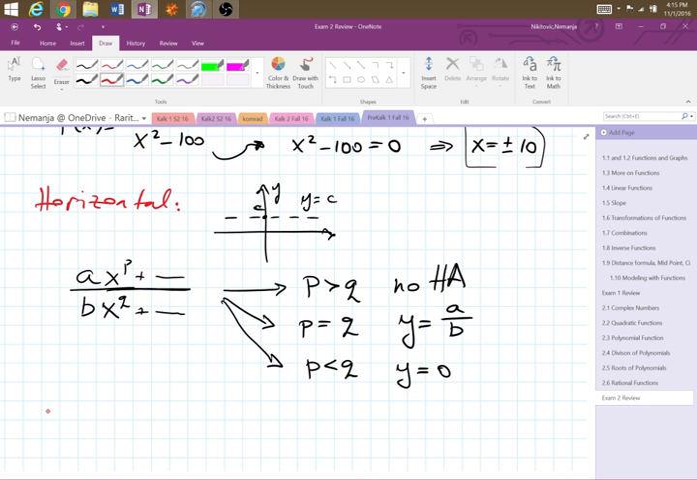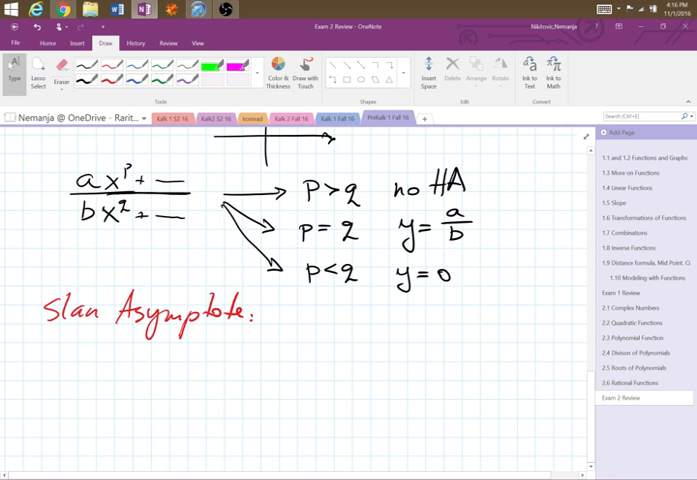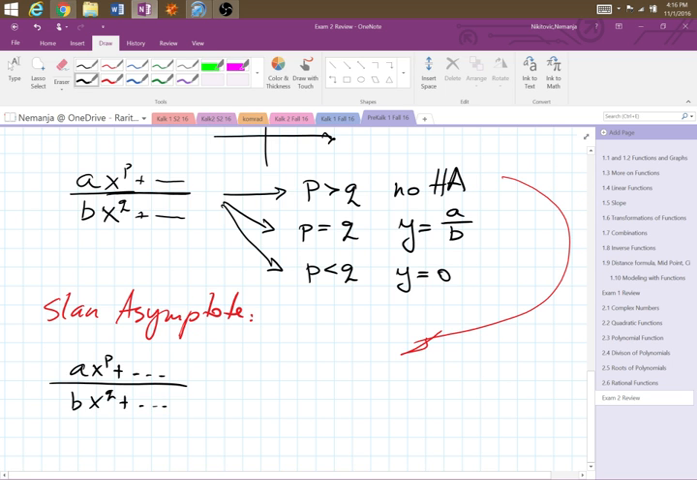Slant asymptote. So we didn't get in class to talk much about this one, but that one is a special case. So a slant asymptote happens when you have ax to the p plus other terms, over bx to the q plus other terms, when you have that p is equal to q plus 1. So when the degree in the numerator is exactly 1 larger than the degree in the denominator, you will have a slant asymptote, and you find it through long division.